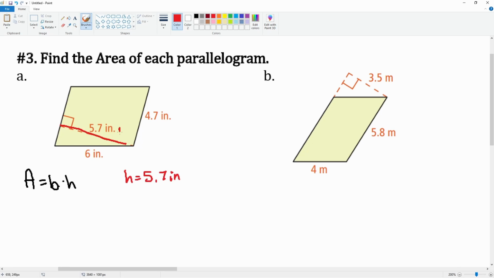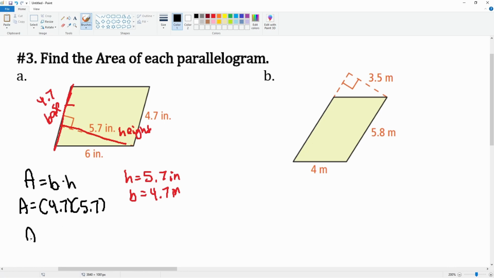Then if this is height, what has to be perpendicular to it is this. That would be the base. If this is 4.7, this is also 4.7. So the base here is 4.7 inches. We plug it in. Area is equal to 4.7 times 5.7. So our area here is 4.7 times 5.7. That is 26.79 inches squared.